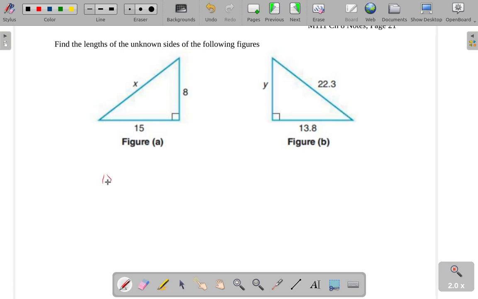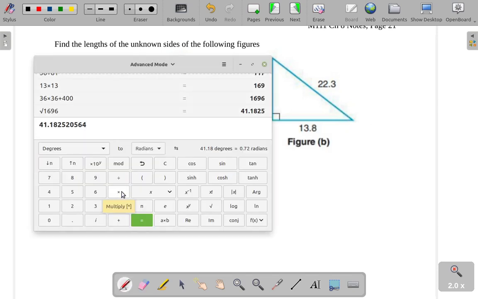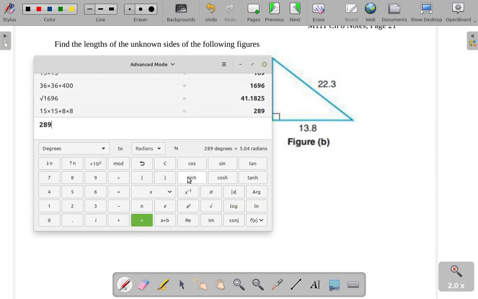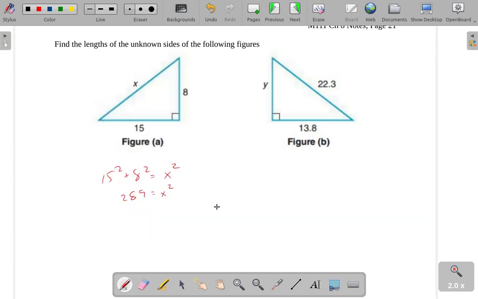of the hypotenuse. In other words, 15 squared plus 8 squared must be equal to x squared in this particular example. And I can do that by taking 15 times 15 plus 8 times 8. That's 289. So I get x squared must be equal to 289. And if I take the square root of 289, I end up getting 17. So that means this distance, x, would be 17.